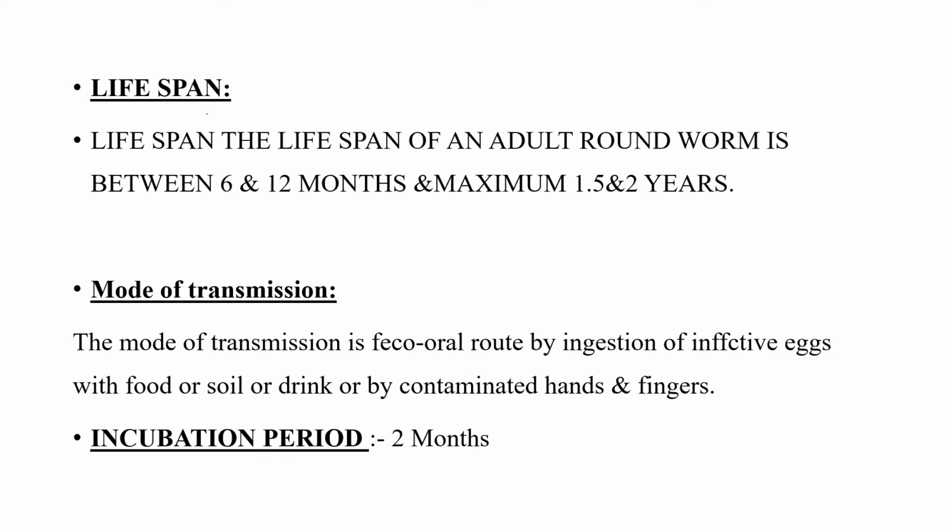The lifespan of the roundworm is around 6 to 12 months, maximum around 1.5 to 2 years. They can live that long once they enter our body. The mode of transmission is the fecal-oral route. So the fecal-oral route is the mode of transmission that we have for the roundworm.